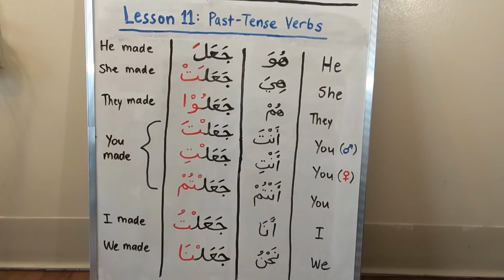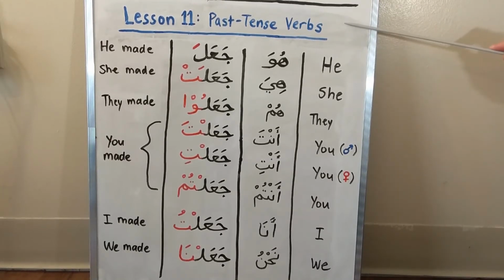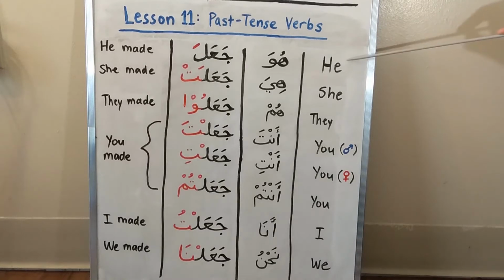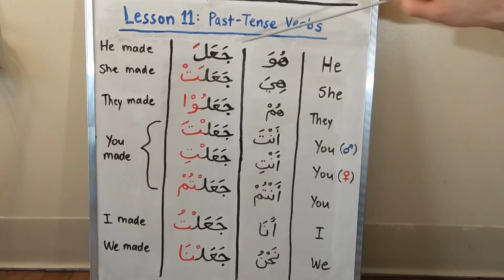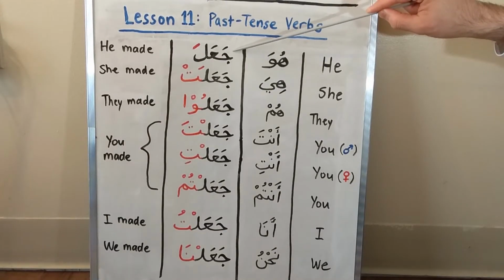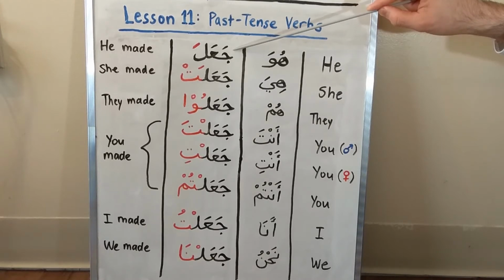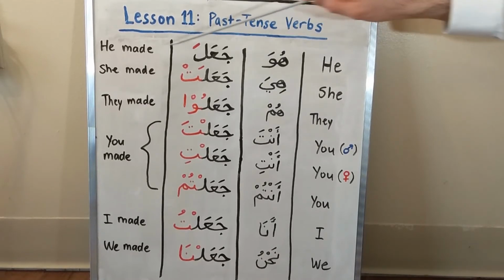Let's get to it. So when it comes to verbs in Arabic, the first thing to know is that the root form is in past tense, and that's why we're starting by looking at the past tense. In particular, the past tense corresponding to he is usually the basic root form of the verb. Today we're going to look at the verb ja'ala, which roughly means he made.